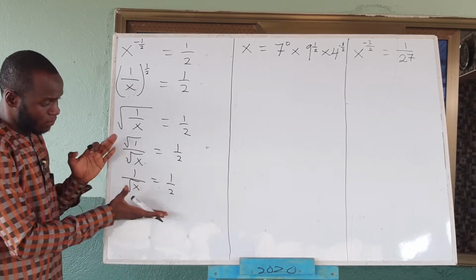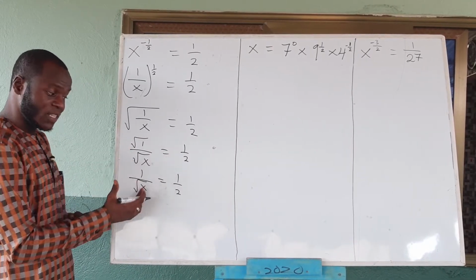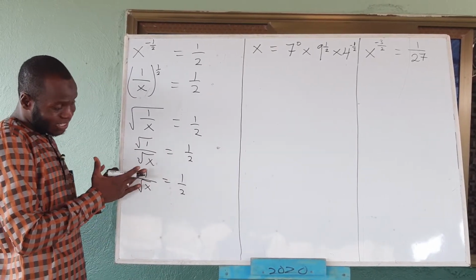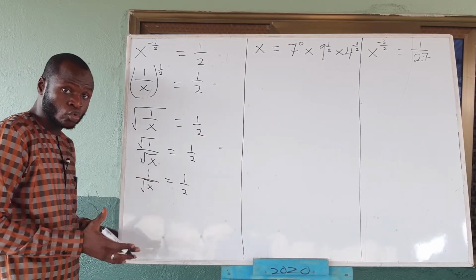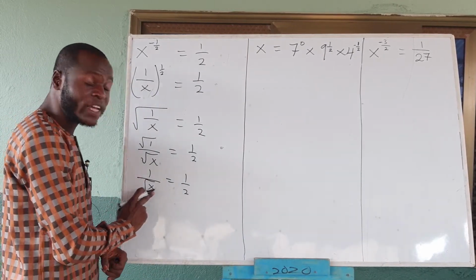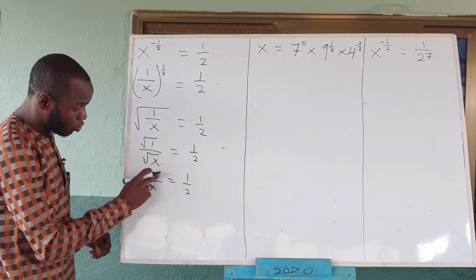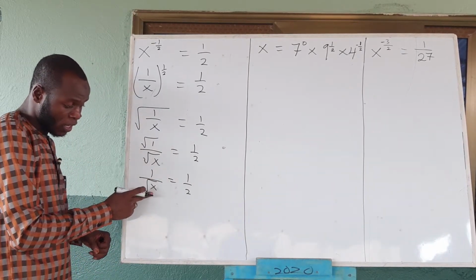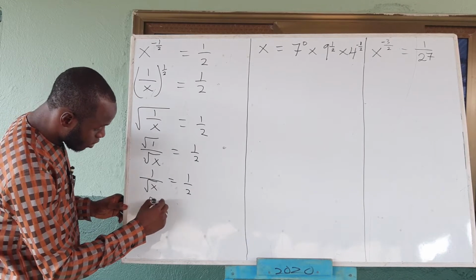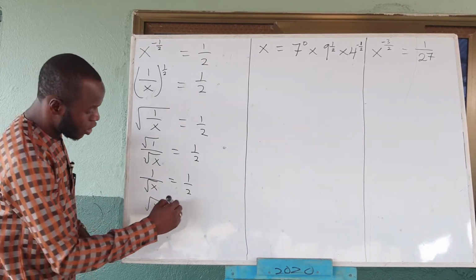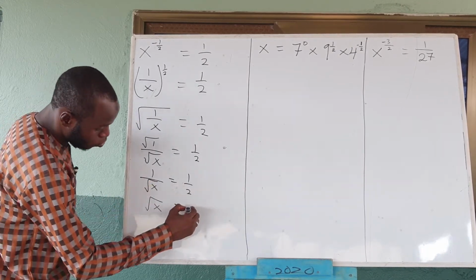We can somersault this. Since it is an equation, we can somersault here and do the same thing at the other side too. With equation, whatever you do at one side, you do the same thing at the other side too. So we can reciprocate 1 over square root of x to have square root of x equal to, when we somersault this one too, just 2.